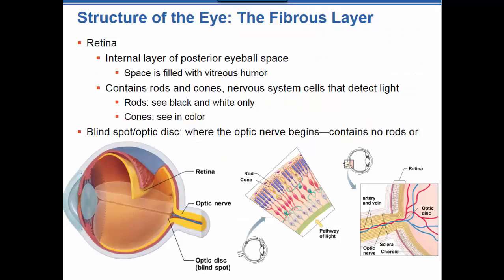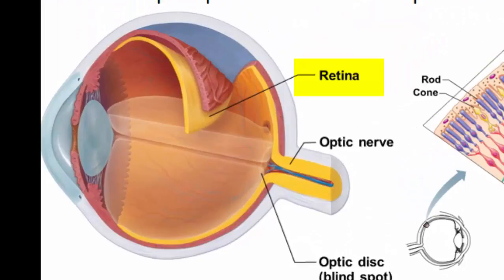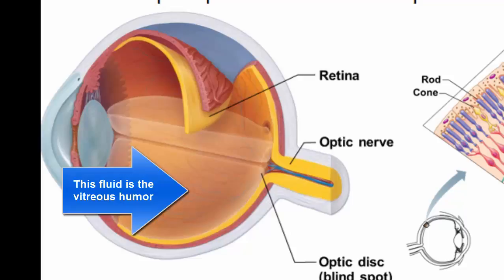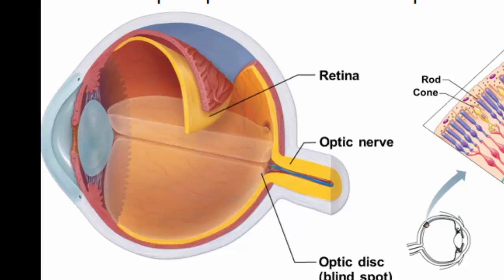Next up is the retina. And the retina is the most internal layer of the posterior space of the eye. Now, we have this big space in the back of the eye, and it's mostly filled with this sort of gel-like substance called vitreous humor. Vitreous humor is like clear jello, but it's not like a firm jello, it's kind of like a watery jello. And the vitreous humor is pressing up against the retina.